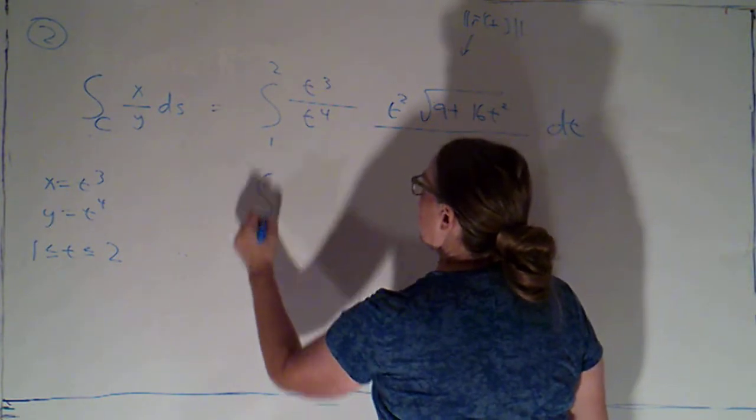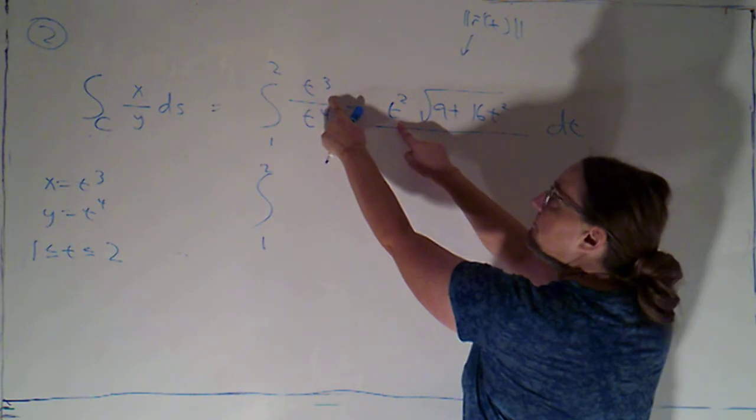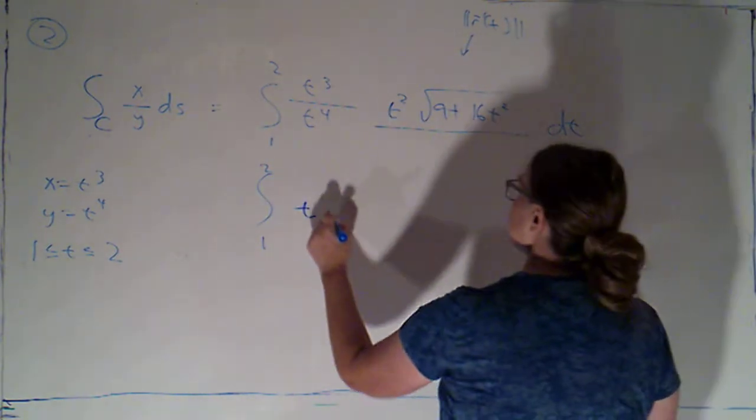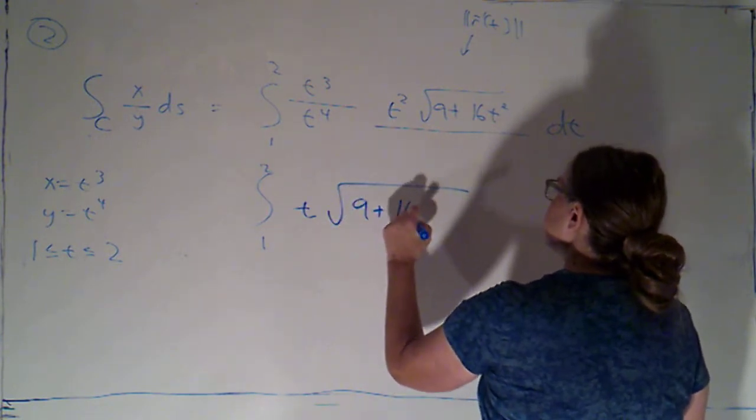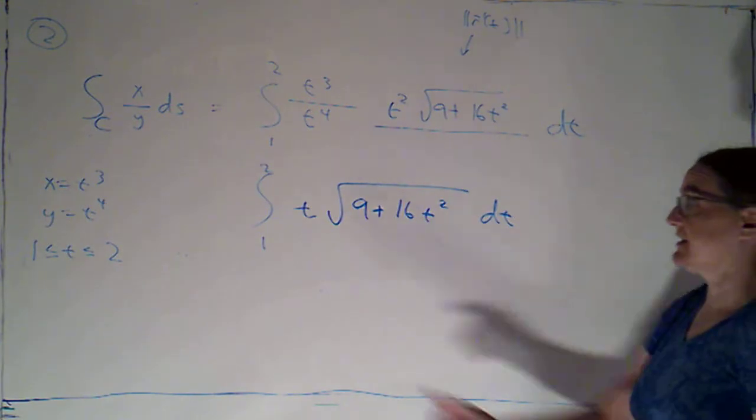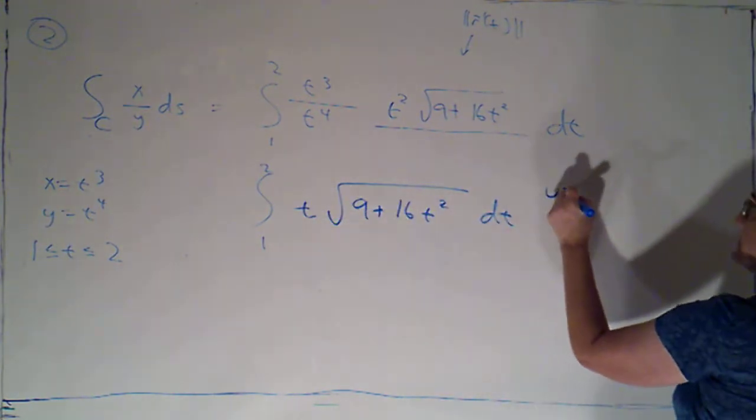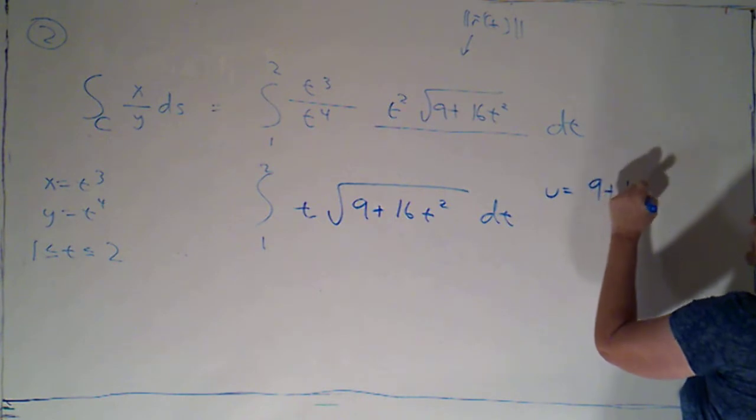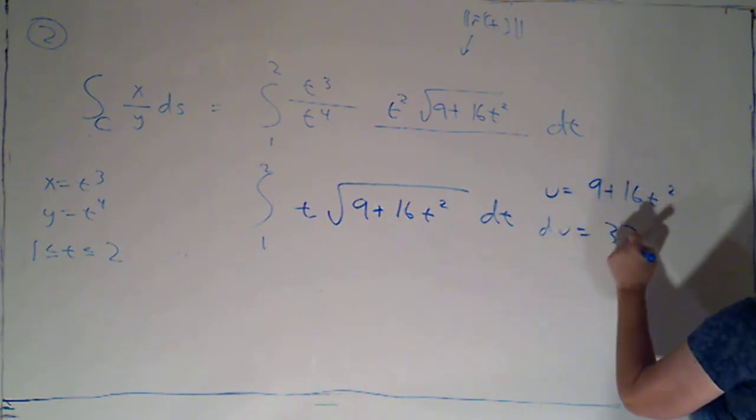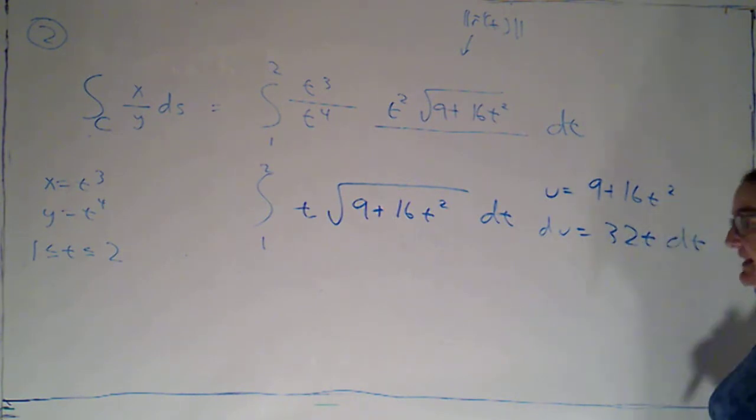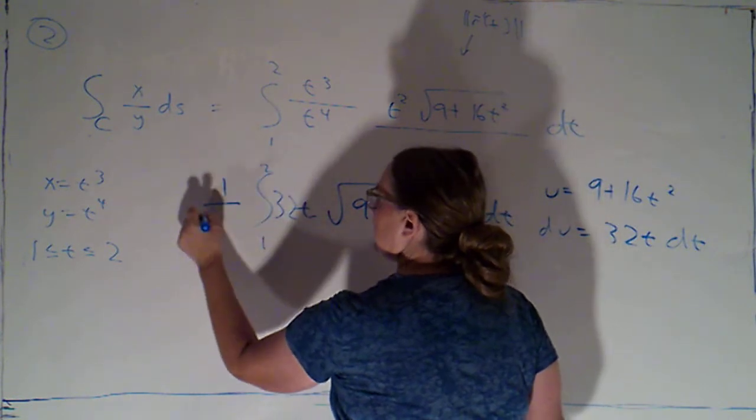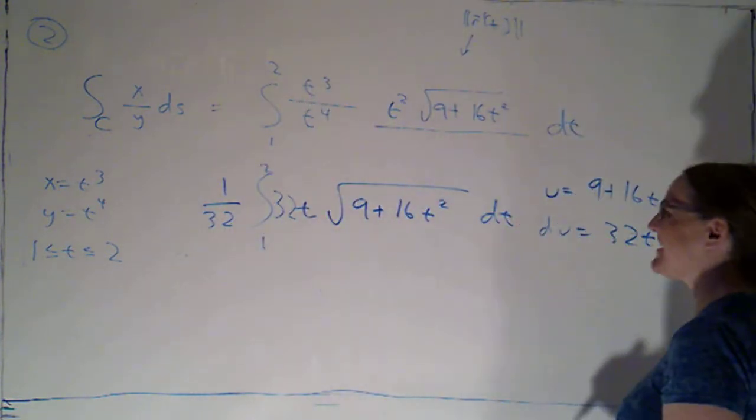Okay. All right, let's see. So this is the integral from 1 to 2. Looks like I've got a total of 5 t's on top and 4 on bottom. So I can cancel, and that leaves me just one factor of t. Root 9 plus 16t squared dt. And this one's going to be very nice because I can use that t in a u sub. So let's let u equal 9 plus 16t squared. Du then is going to be 32t dt. So I need a factor of 32. I'll counterbalance with a 1/32 on the outside.